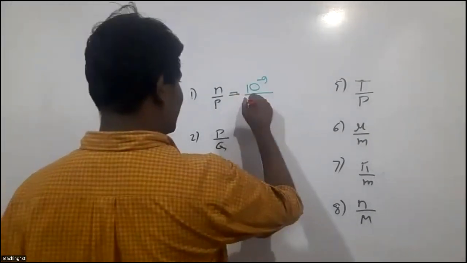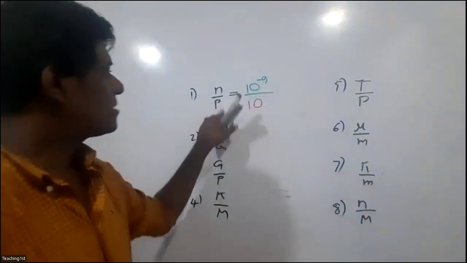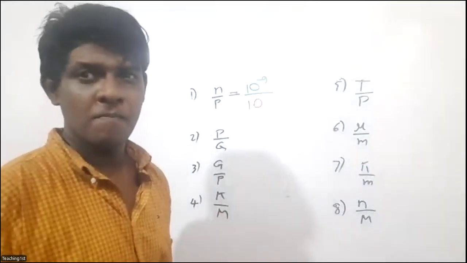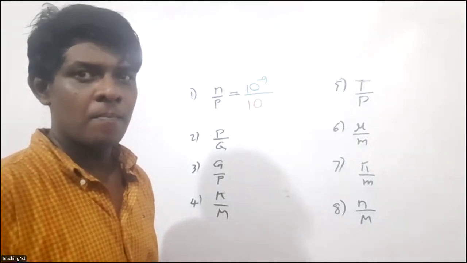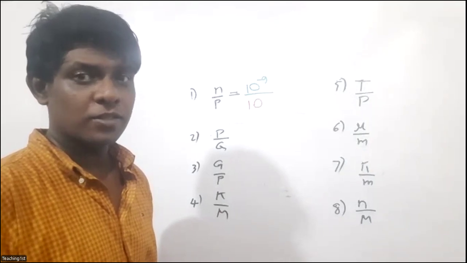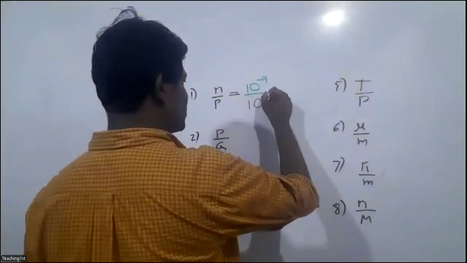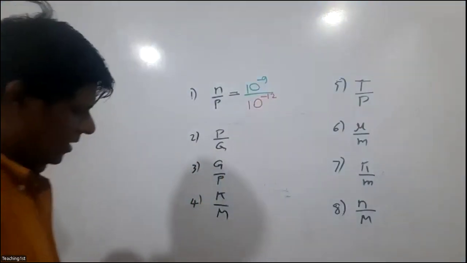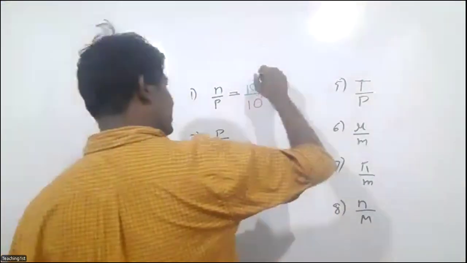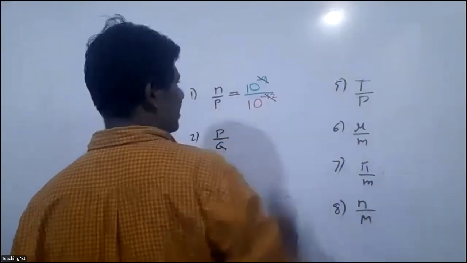10 to the power, what is pico? Students, what is pico? 10 to the power minus 12. Okay, very good. Now what I'm going to do is, I will cancel one thing from here and here.